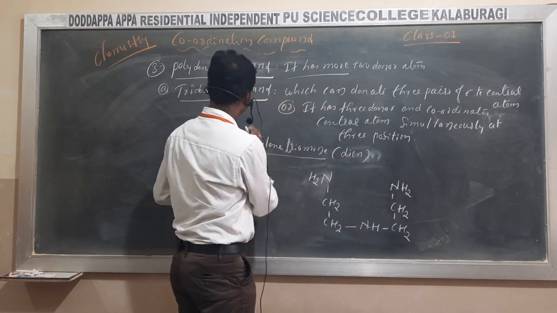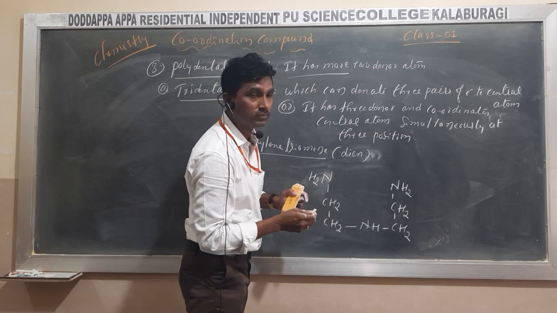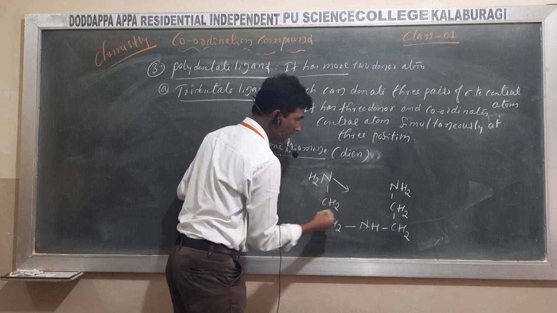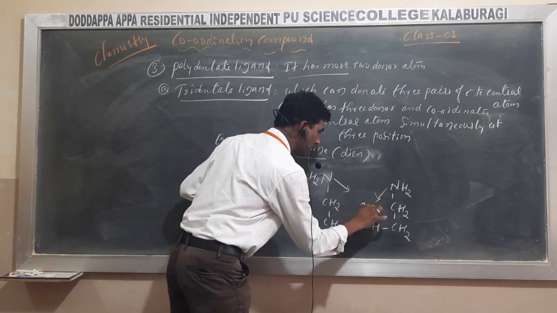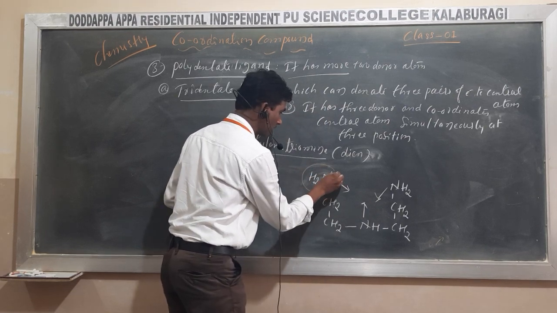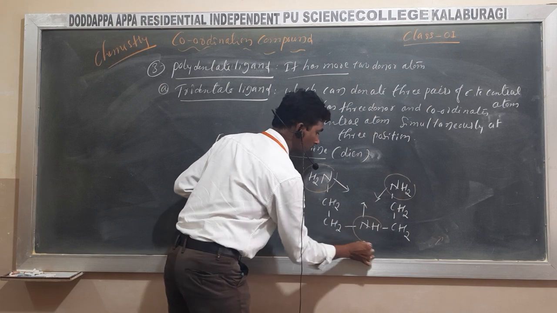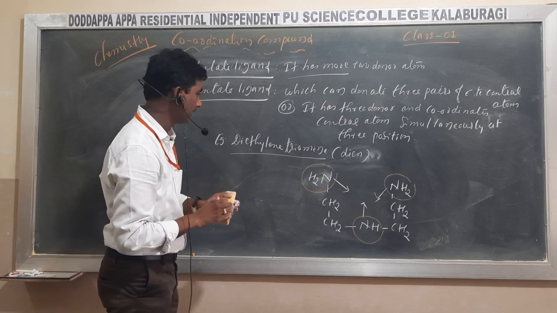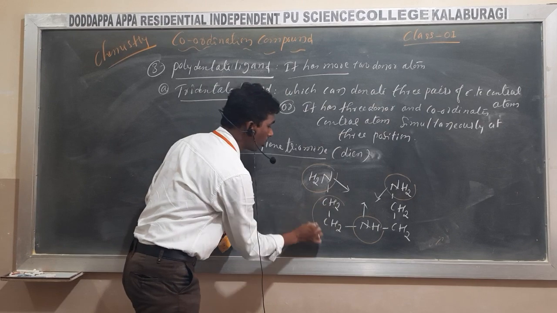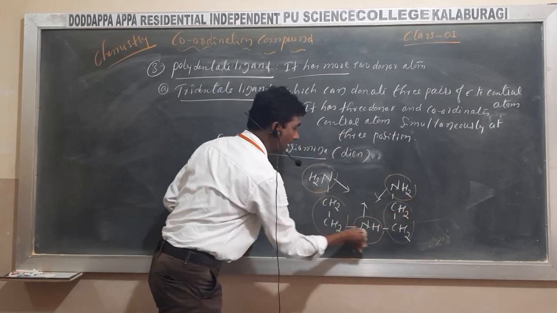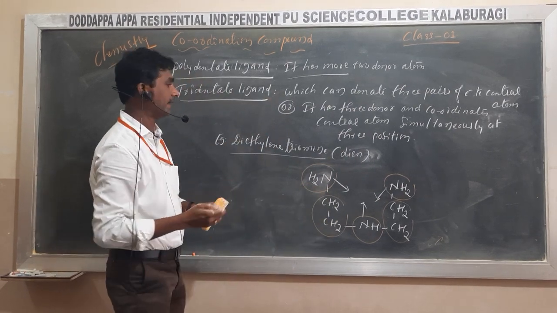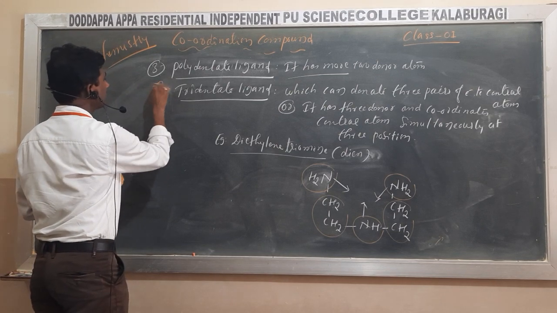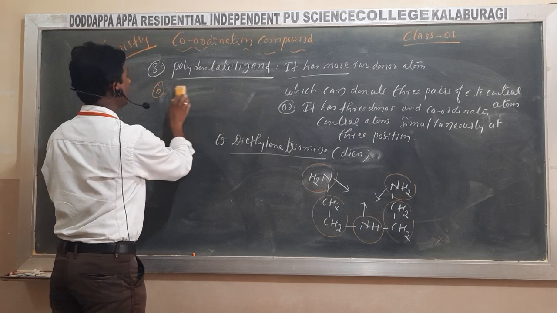Here the tridentate ligand has how many donor atoms? 3 donor atoms. Example is diethylene triamine. Triamine means this is one donor, this is the second donor, this is the third donor. How many donor atoms are here? 3 donor atoms. That's why it is called a tridentate ligand. Diethylene means how many CH2s are there? 2 CH2. How many amine groups are there? 3. That's why it is called a tridentate ligand. The next is the tetradentate ligand. What is this, anybody? Tetradentate ligand.